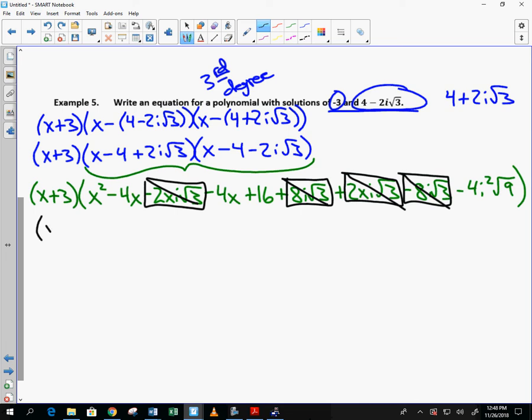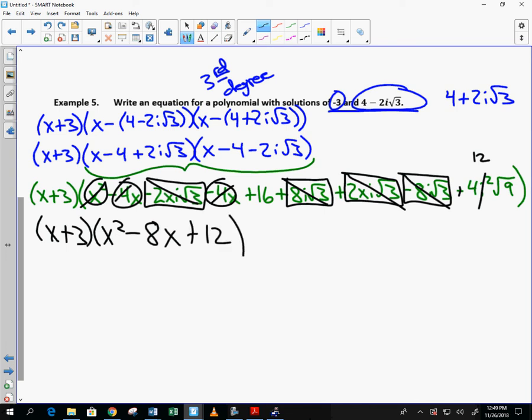Sweet. So I've got x plus 3. I've got the x squared. Now that's gone. I got a negative 4x, and a negative 4x makes negative 8x. Shoot. I got 16. I got negative 4i squared roots of 9. What is that negative 4i squared roots of 9? i squared will produce negative 1, so I'll turn that to a positive. And then the root of 9 is 3 times 4, that works out to be 12. Plus the 16. Seeing if you're awake, Jensen.